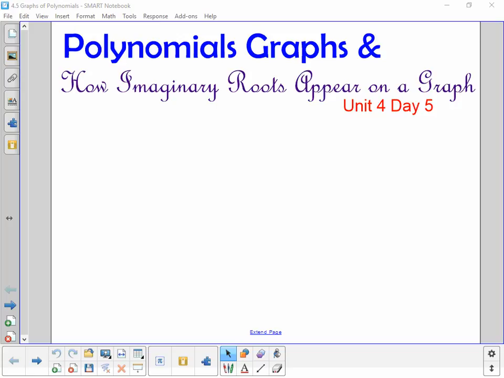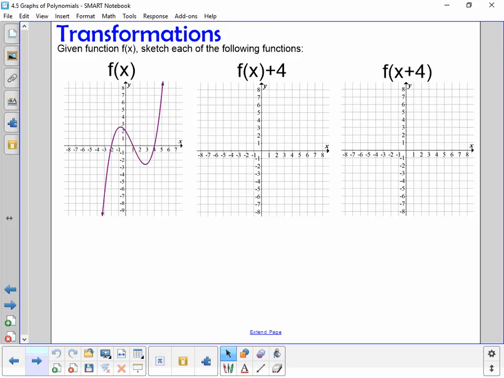Right, this is day 5 of our Unit 4 on polynomials, and this will be our last lesson of this unit. Next class period after this is the review, and then we will have the test on the unit. So today we're going to be looking at graphs of polynomials.